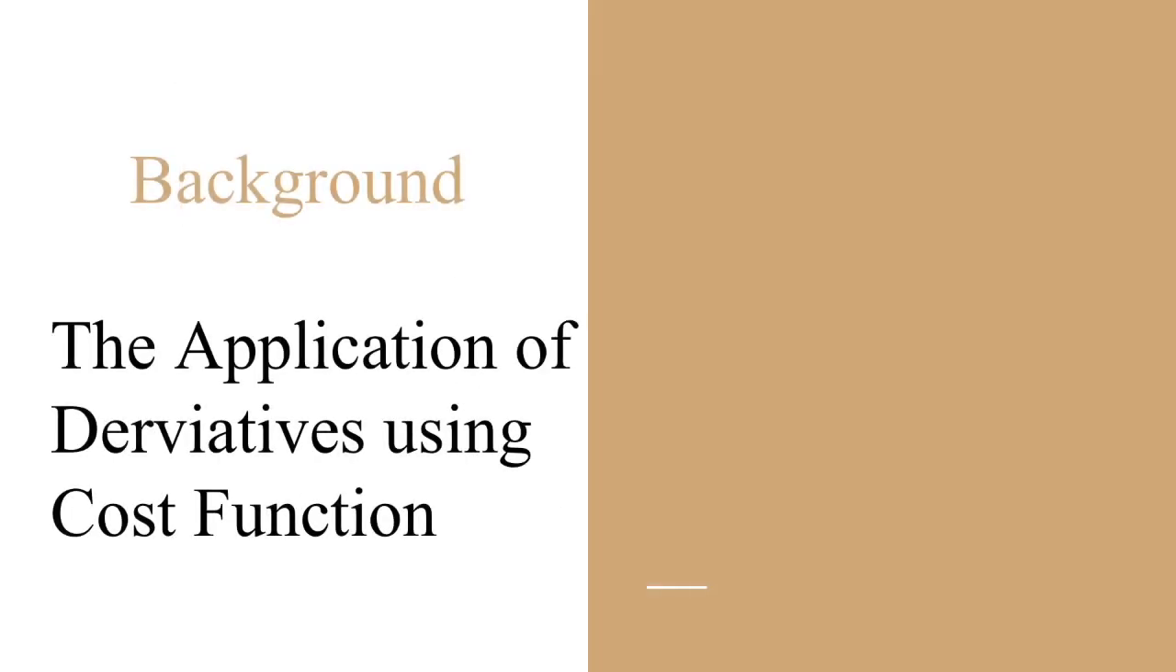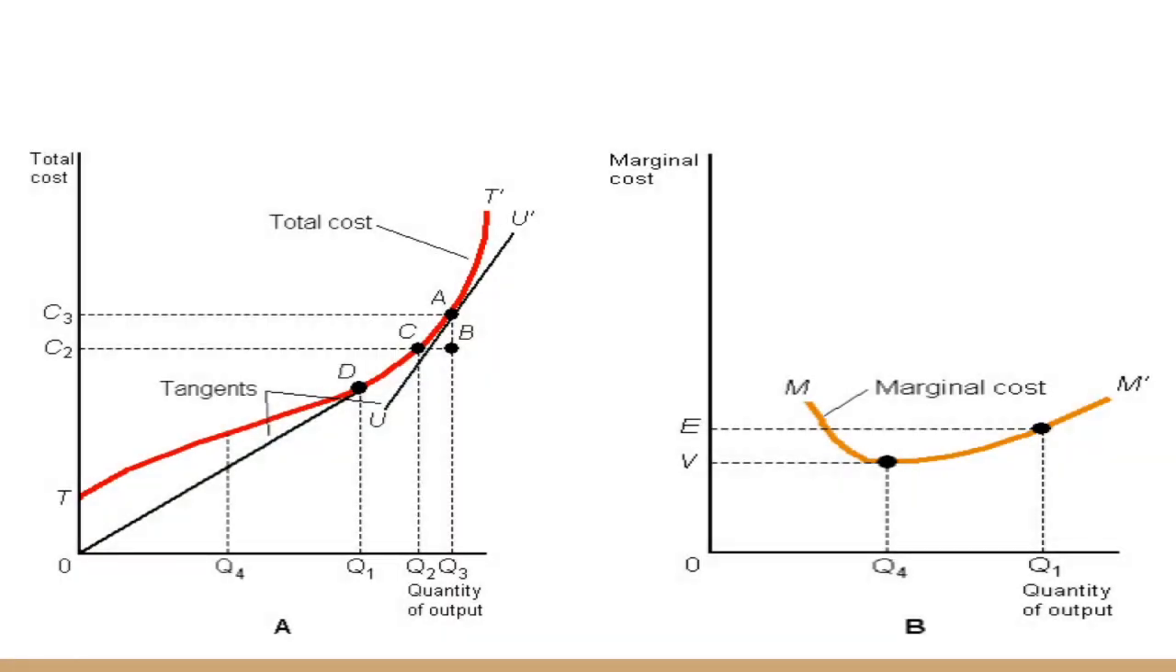So we are talking about the application of derivatives using cost function. Say, for example, let's have a look at graph A, and this is a common total cost curve. The tangent line, point A and D, is the marginal cost, which is a special term economists use for the derivative of costs. Thus, cost added from producing an additional unit.